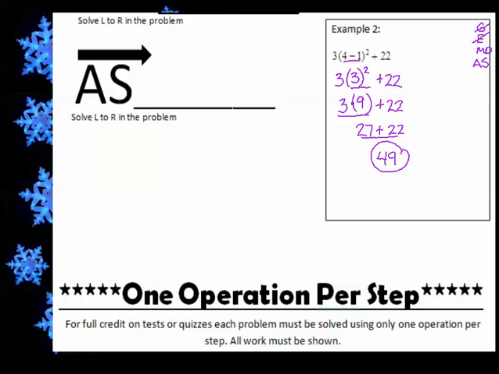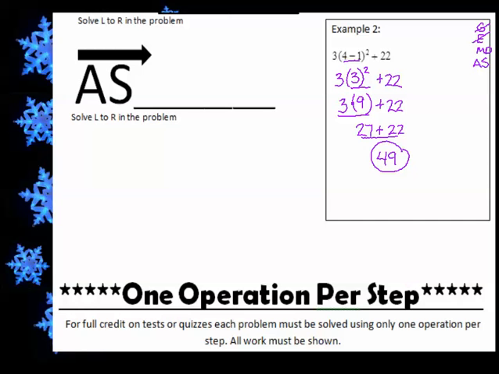So probably the trickiest thing that you are going to encounter is whenever you're working with parentheses, it's always better to leave the number in parentheses until the end. That way you don't get it messed up. And it's very important, if you look at the bottom, it says 1 operation per step. For full credit on tests or quizzes, each problem must be solved using only 1 step or 1 operation per step, and all work must be shown. So you cannot just type all these in your calculator or do them in your head. You need to show me every single step that you're going to do.